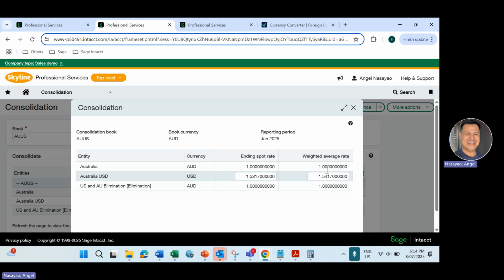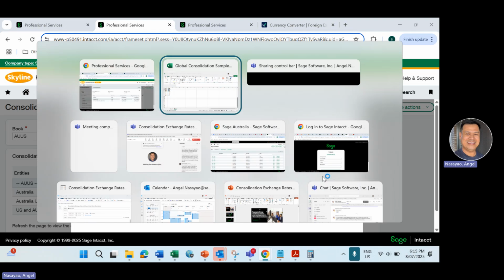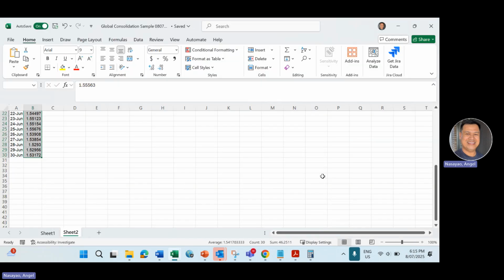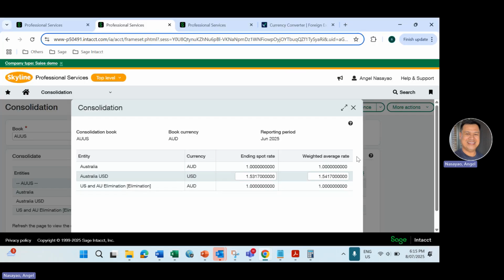when the users start to transact. So if June 1, we should be looking at the May 31st rate, right? And for the June 30th rate, we should be looking at the June 29th rate. So as you can see here, for weighted average, that's indeed the average of all the rates for the whole month of June divided by the number of days. In this case, 30 days, so the average is 1.5417, which is what we can see here.